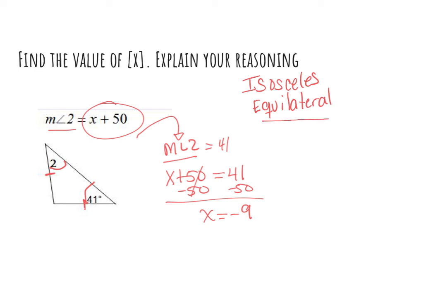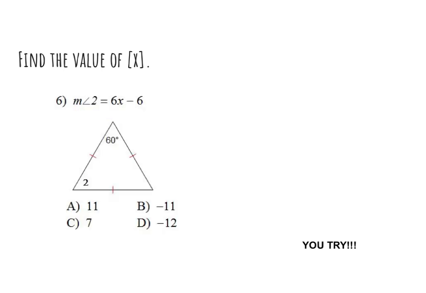An equilateral triangle means the same idea. If all three sides are congruent, then all three angles also have to be congruent. So now you try. Find the value of x. Select your answer below.